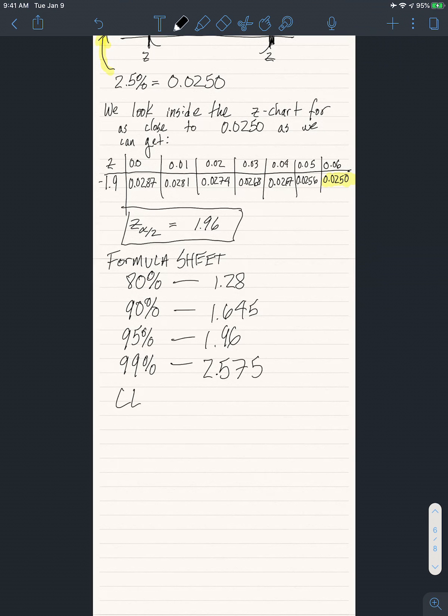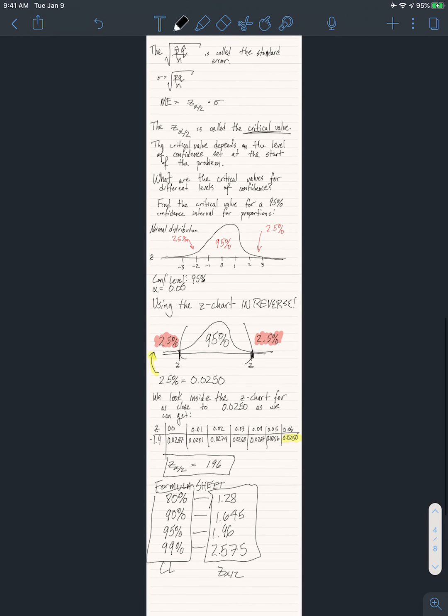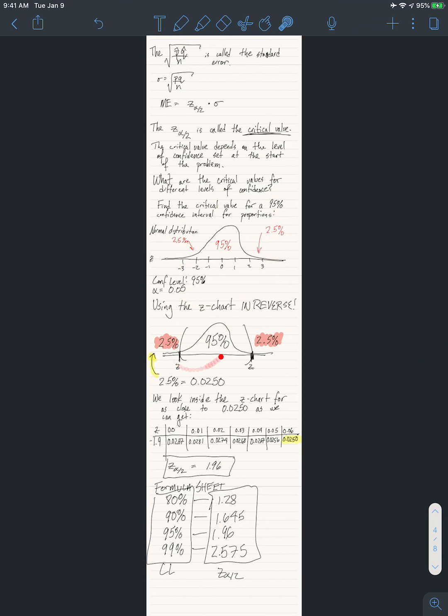So these are the confidence levels and their critical values. All you're going to have to do is look it up on the formula sheet. But just in case any of you go on to another statistics class or have to retake it with another instructor, this is how the critical values are found, using the z-chart in reverse. But don't worry if it didn't really make too much sense, this whole part right here that I'm highlighting yellow.